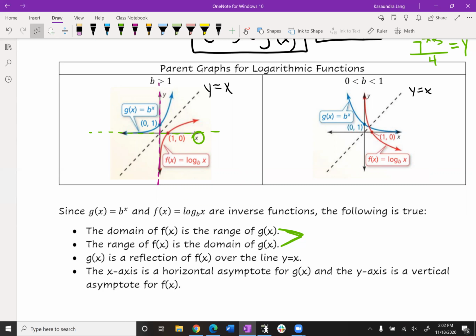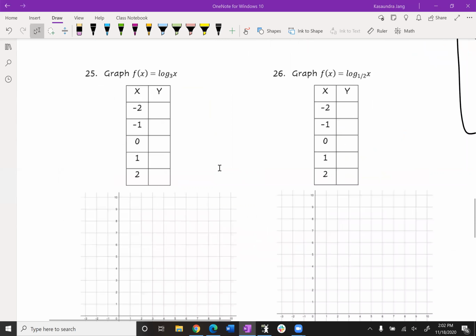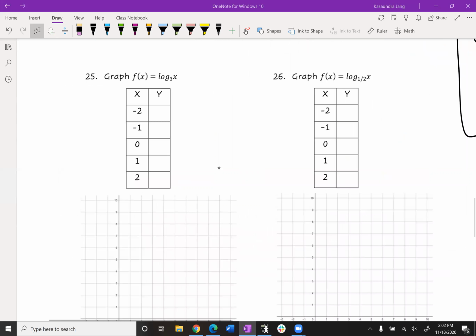They want us to graph this, log base 3 of x. So we're going to plug in some x's here, and we're going to get the y's that go with it. Question though, do you guys know how to do log base 3 of x in your calculator?